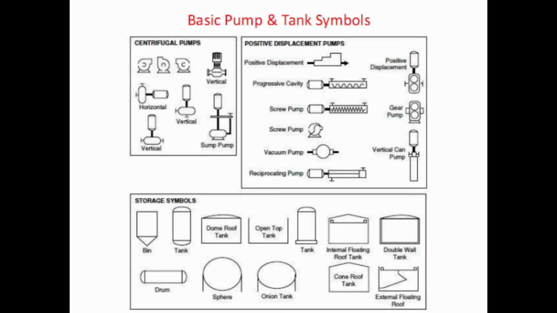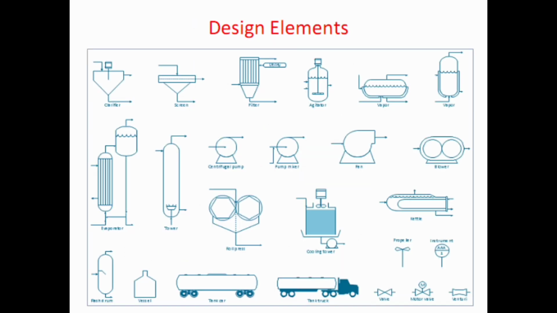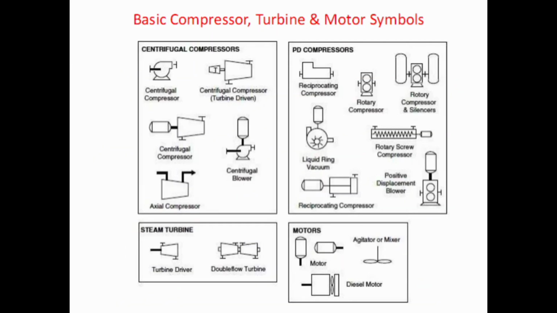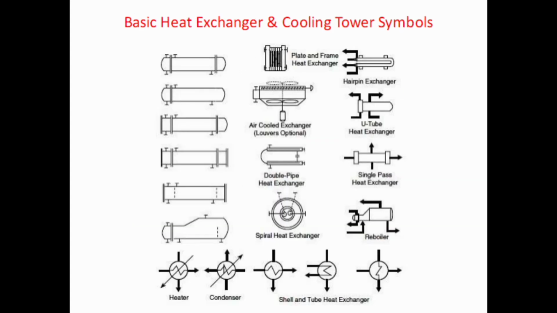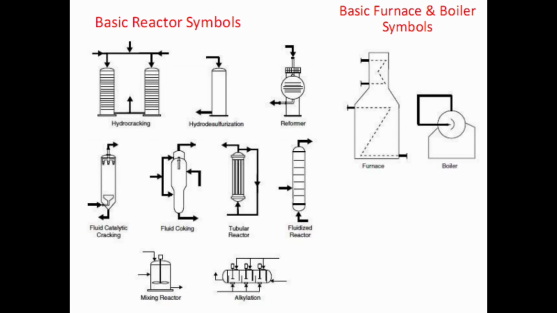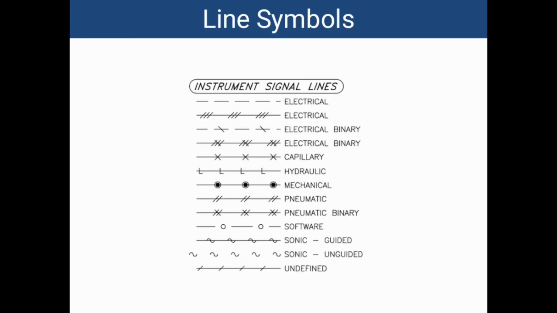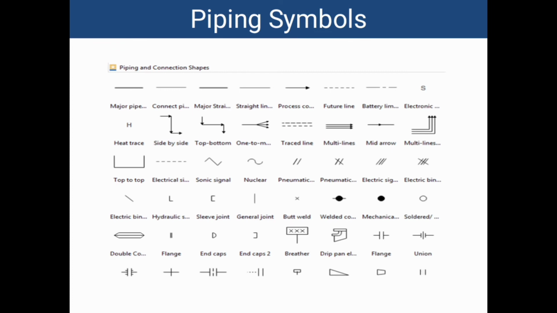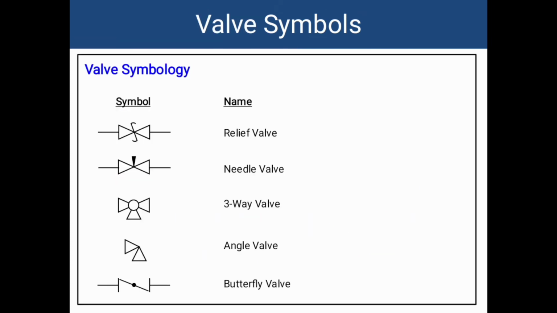These are the basic pump and tank symbols used in the P&I diagram. Then design elements. Next one, the basic compressor, turbine and motor symbols. Then basic heat exchanger and cooling tower symbols. Basic reactor symbols, furnace and boiler symbols. Line symbols, whether it is an electrical line or pneumatic line, capillary tube, hydraulic line, like that. Then piping symbols, valve symbols.